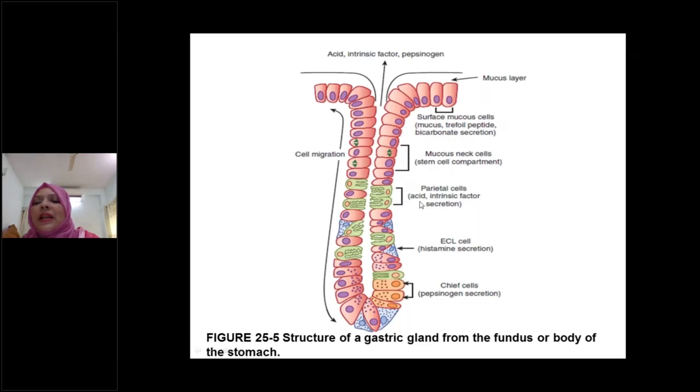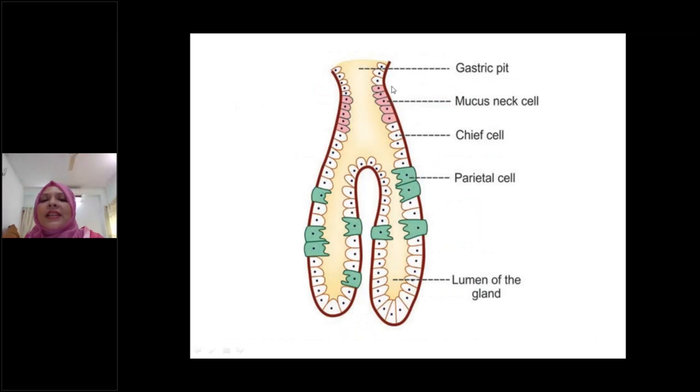Parietal cell always secretes hydrochloric acid and intrinsic factor, and enterochromaffin-like cell secretes histamine, and chief cell or zymogenic cell, that is peptic cell or chief cell or zymogenic cell, secretes pepsinogen. This figure I have taken from Ganong. Same thing. This is gastric pit. These are the gastric rugae. Okay, in between gastric pit, mucus neck cell, chief cell, parietal cell, lumen of the gland.